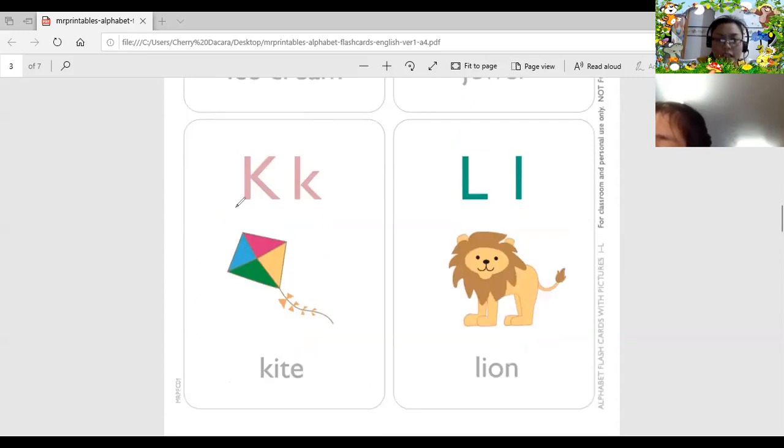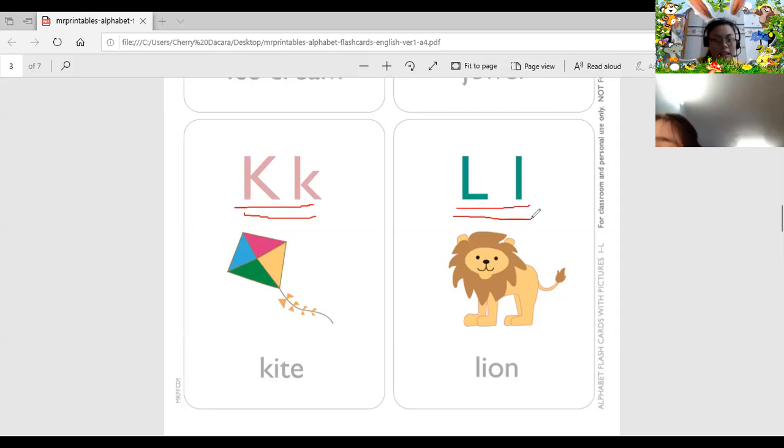Okay, Bong. Now we have this. Look at this, Bong. Letter K. Please repeat. Đọc lại. Đọc. Letter gì? K. Okay, very good, Bong. Again, this is letter K. Đọc lại. Letter K. Very good.